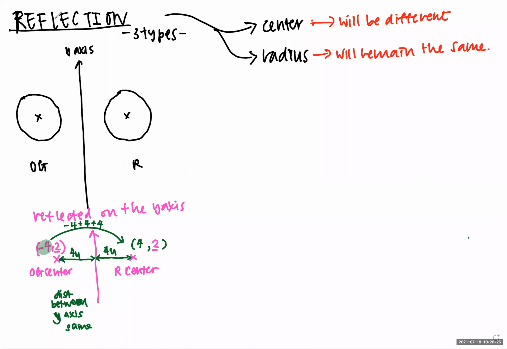Anything up to you. You can draw it on top for easier visualization. But take note, whenever we do a reflection, we only focus on the y-axis and the center. I don't even bother drawing the circle at all because it's just going to confuse me. Because I know that the radius will be the same.